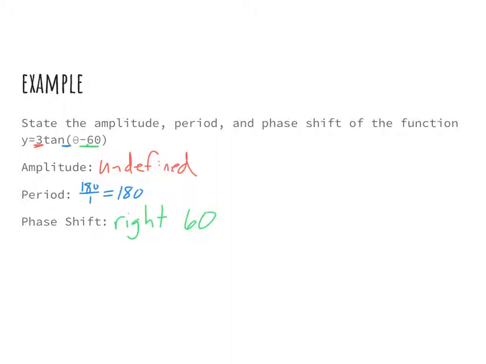So for this one, it's 3 tangent of theta minus 60. For amplitude, remember, just because there's a 3 in front, we're talking about tangent, and the amplitude of tangent is always undefined. For the period, there's no number in front of the parentheses, and with tangent, we do 180 divided by b, so 180 divided by 1 gives us 180 for the period. Phase shift, it's a minus 60 inside the parentheses. The minus tells us to go right. The 60 is how far we're going to go, so the phase shift is right 60 degrees.